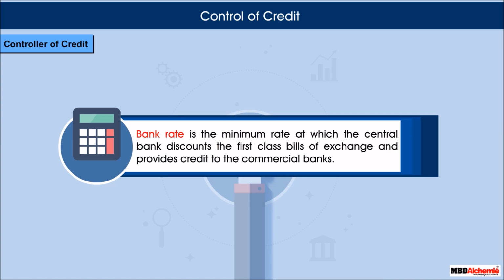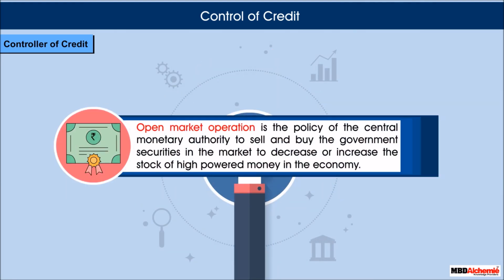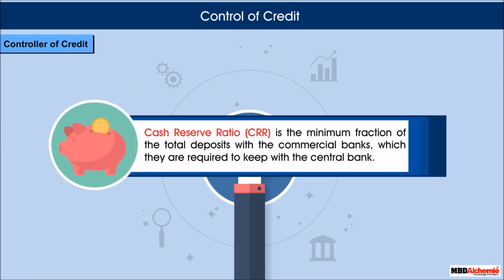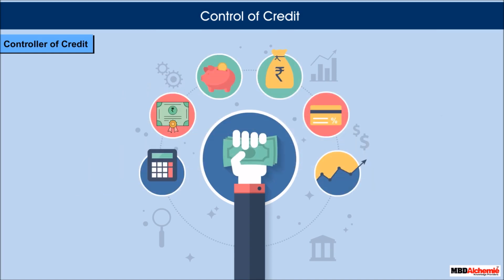Bank rate is the minimum rate at which the central bank discounts the first-class bills of exchange and provides credit to the commercial banks. Open market operation is the policy of the Central Monetary Authority to sell and buy the government securities in the market to decrease or increase the stock of high-powered money in the economy. Cash reserve ratio is the minimum fraction of the total deposits with the commercial banks, which they are required to keep with the central bank.